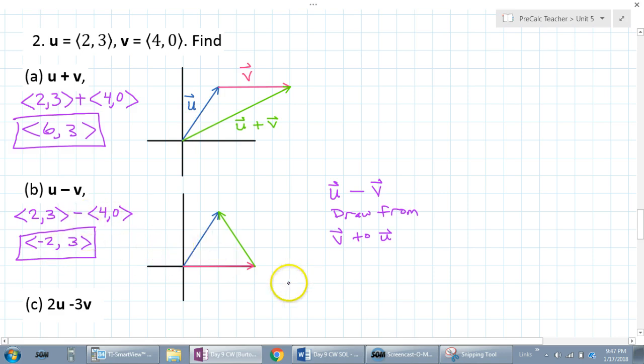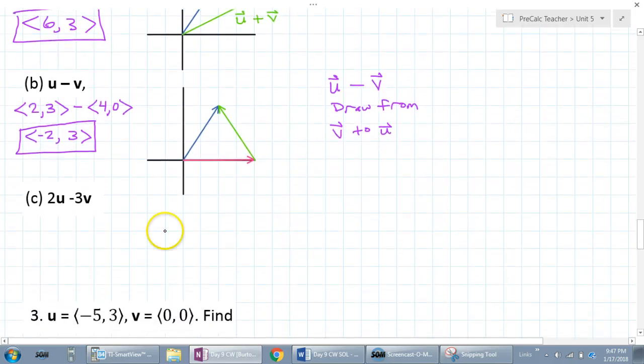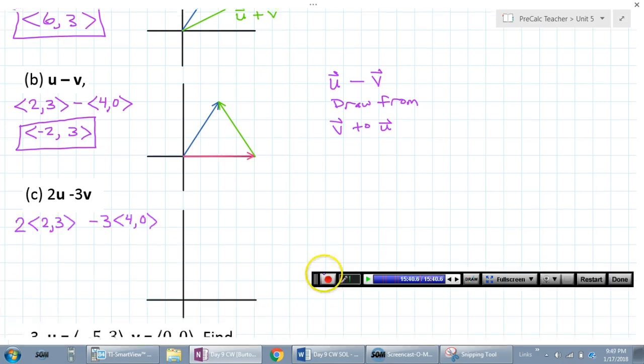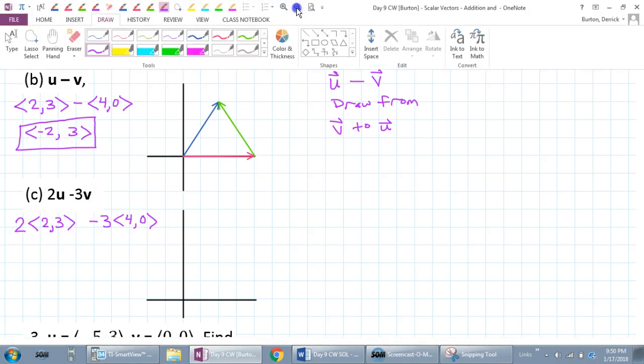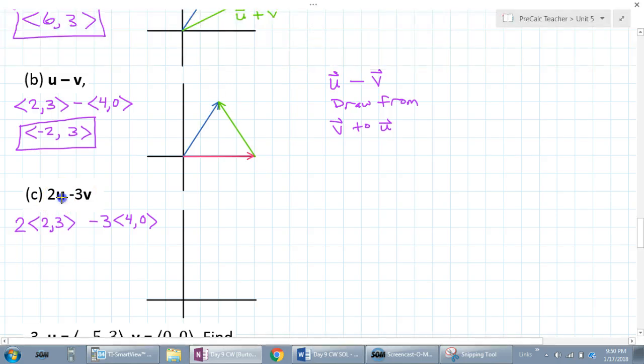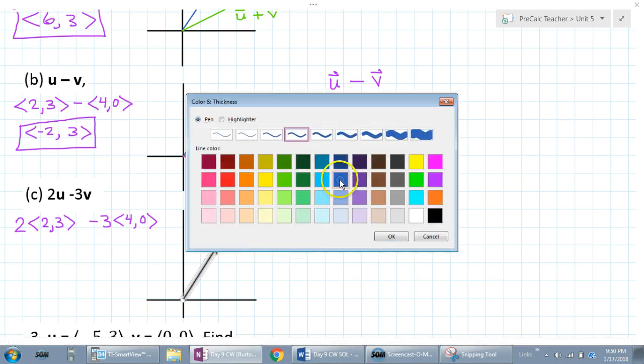Okay, now let's go ahead and do 2u minus 3v. Now it's time to do 2u minus 3v. Let's start with 2u, which means we actually need to start with vector u, 2 comma 3. So I'm going to go ahead and start in standard position and go right 2 and up 3. This is vector u, which I will color blue.